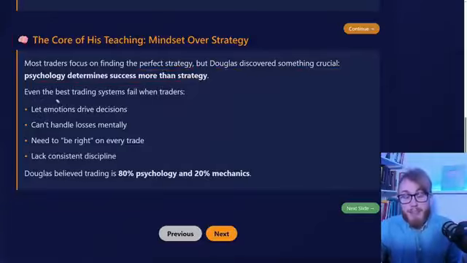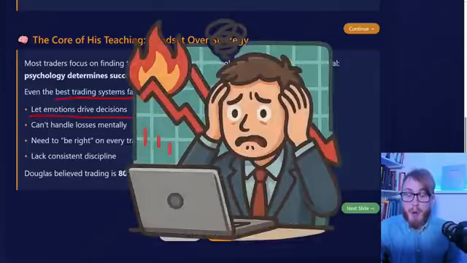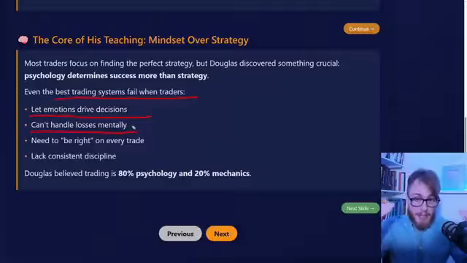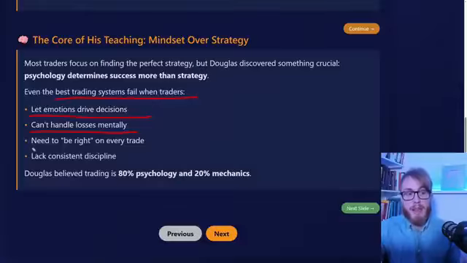So here, even the best trading systems fail when traders either 1. Let emotions drive their decisions, 2. Can't handle losses mentally. This is very important. You need to be able to handle your losses. This is also very important. The need to be right on every trade.